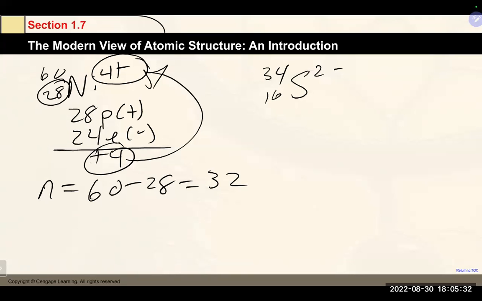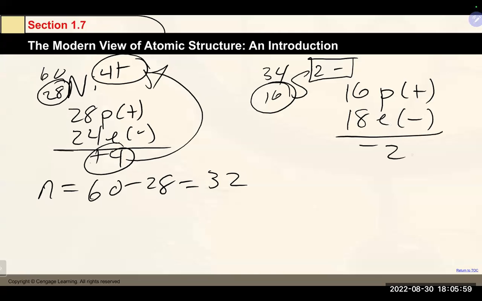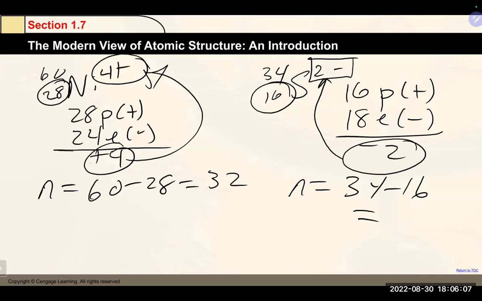Any questions on any of that there? Looking at S, which is sulfur, which has a -2 charge. Once again, we look at our atomic number, which gives us 16 protons. The minus tells us we've gained electrons. The 2 tells us it has gained 2 electrons from the neutral. The neutral guy would have 16 electrons to balance that out. So gaining 2 takes him to 18 electrons, giving you that -2 leftover charge. And once again, finding our neutrons by taking 34 minus 16, which gives you 18.